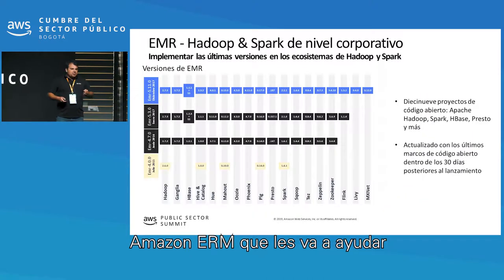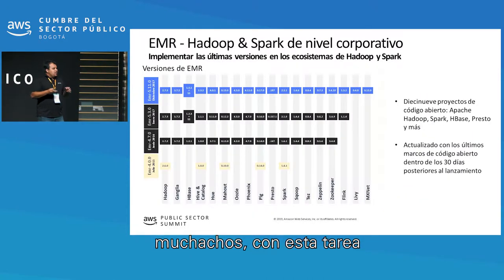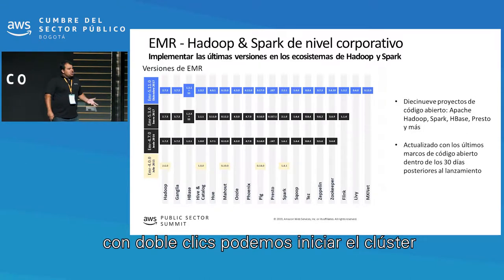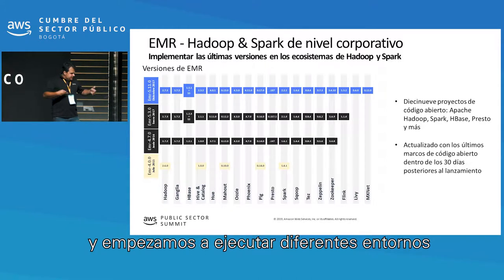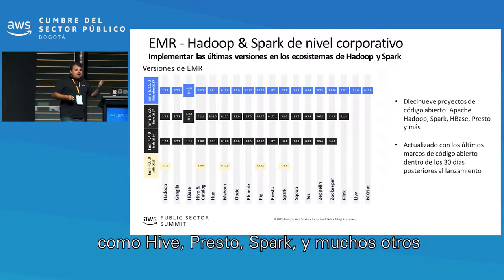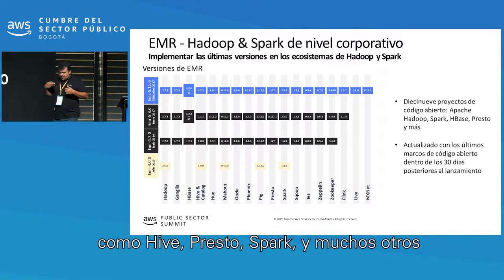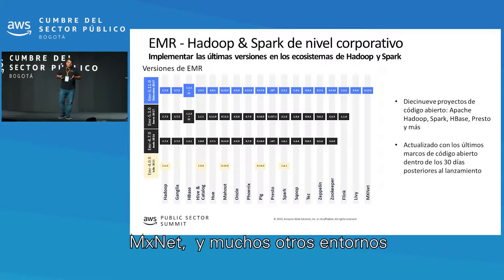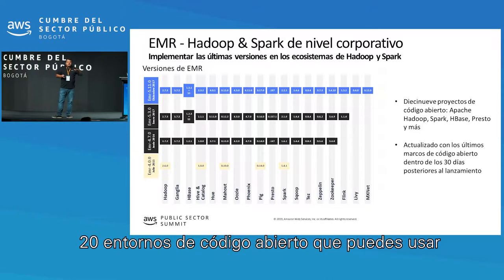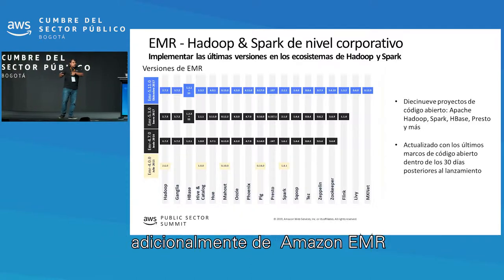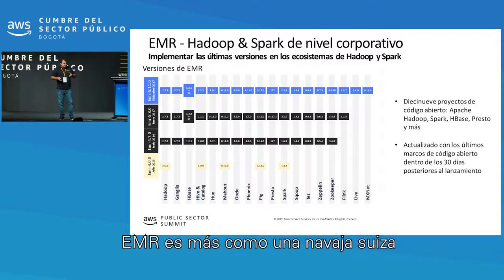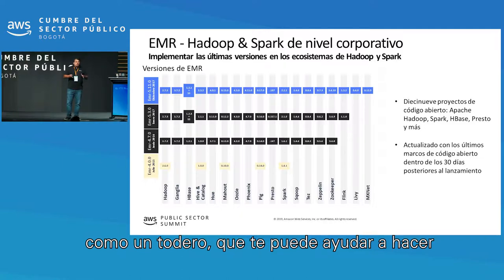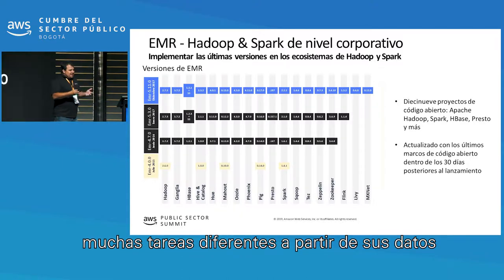So we created a service called Amazon EMR that helps you with this task. With two clicks, you can launch a cluster and start running different frameworks such as Hive, Presto, Spark, and many others. You can run machine learning, you can run MXNet here, and many other different frameworks. Right now, it's more or less 20 different open source frameworks that you can use on top of your EMR. So EMR is like a Swiss knife, a jack of all trades that can help you to do many different tasks on top of your data.